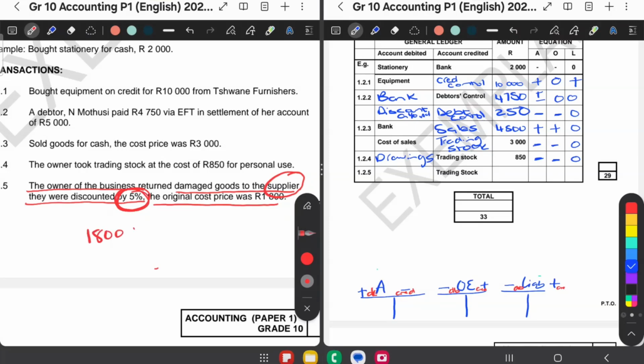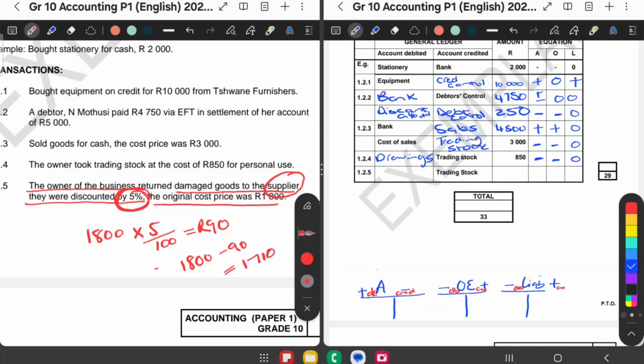So let's quickly work out the amount. So first I'm going to work out what's 5% of 1,800. And that is 90 Rand. So that's the discount. Okay. So now I'm just going to minus the discount from this. So I'm actually going to return it at this price. There we go.